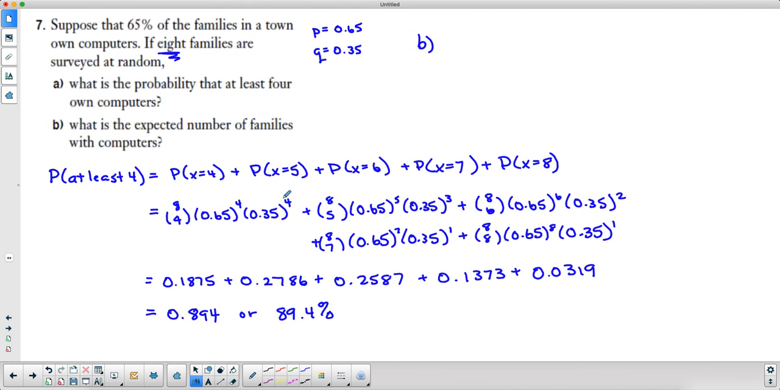Now, part B is actually significantly easier than part A was. What is the expected number of families with computers? Well, the expected number is always np. If we've got 8 things and 65% of them are expected to be a success, we just do 8 times 0.65, and our answer is 5.2. So we would generally think that 5.2 families out of a sample of 8 would have a computer. Hope that helps.